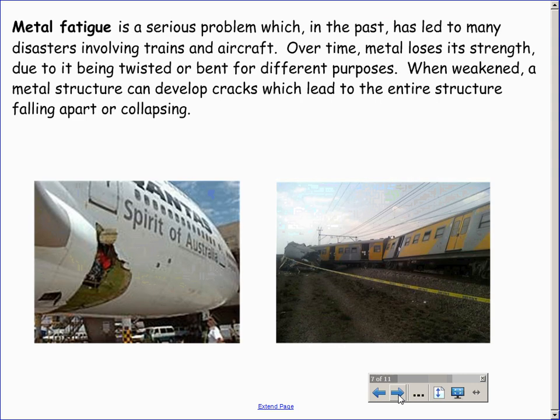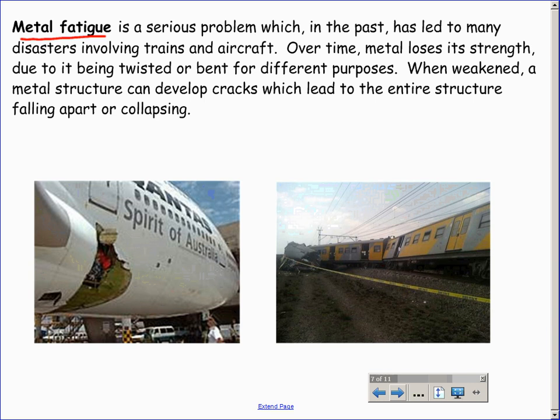Metal fatigue. Sounds like a band name from the 1980s. Metal fatigue is a serious problem which, in the past, has led to many disasters involving trains and aircraft.